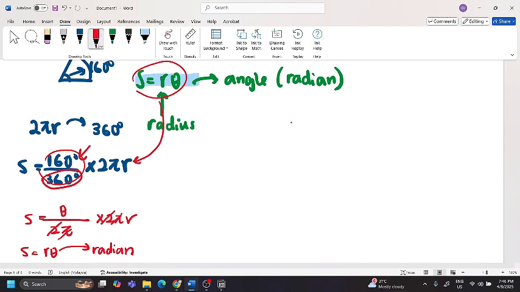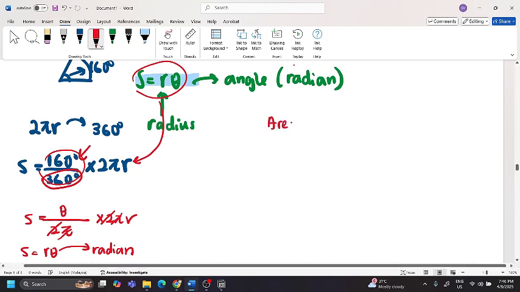The arc length. The second formula you need to know is about the area. The area of sector.